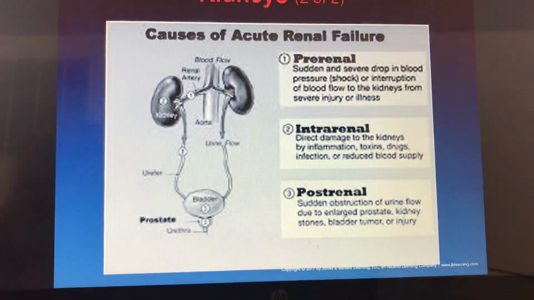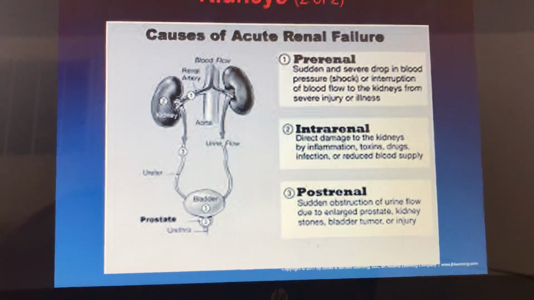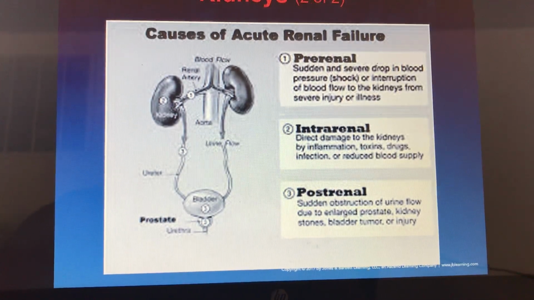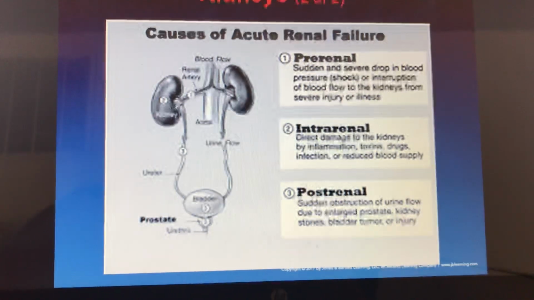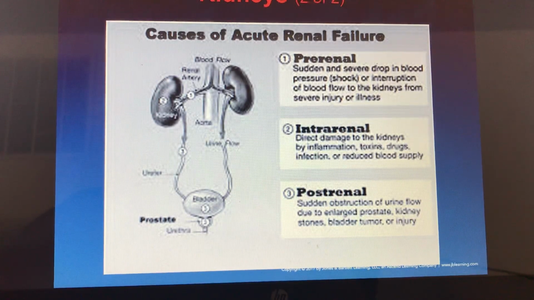I know the slide's kind of blurry, I'm sorry. There's something called pre-renal. Pre meaning before. Before it gets to the actual kidney itself, you can have a severe drop in blood pressure, heart rate goes down, you can have injury or an illness, and that can affect the kidneys. You're just not getting enough blood flow there. You can be dehydrated. That'll affect kidney function as well. So you have a bunch of factors that can affect it before it actually gets to the kidney. So you can have pre-renal.